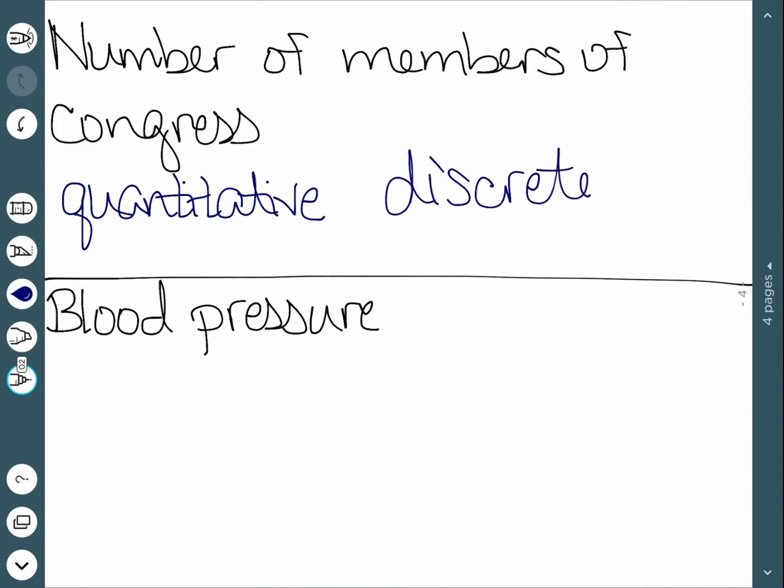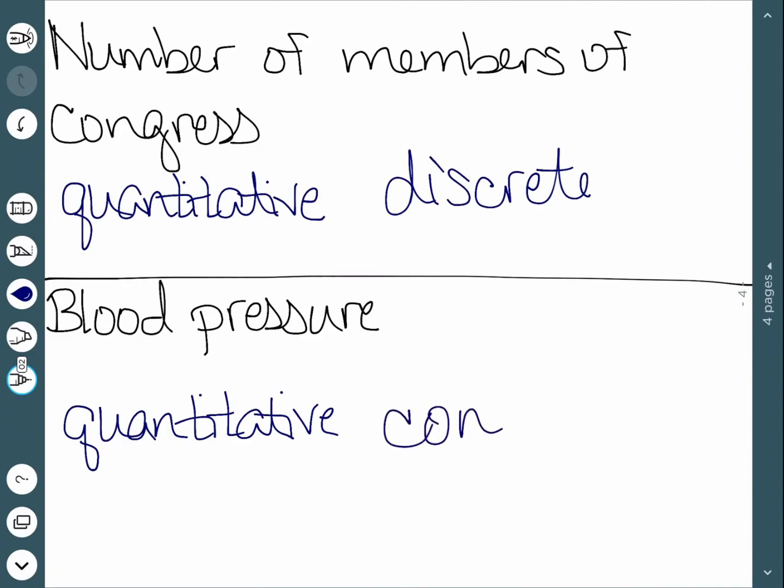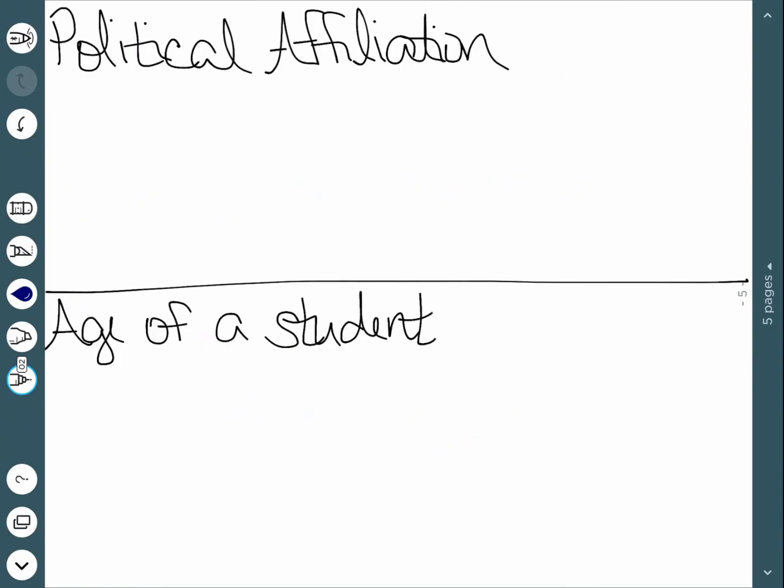Blood pressure is also a number, so that would also be quantitative. However, we don't count your blood pressure, instead it's measured, so this is continuous. Two more examples. First, political affiliation. Political affiliation is not a number. Instead, you get placed into a category, which tells us that this is a qualitative variable.